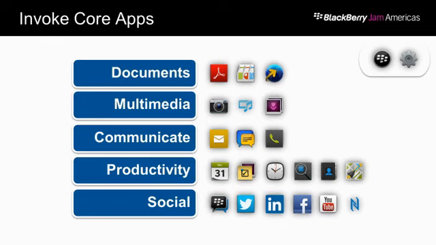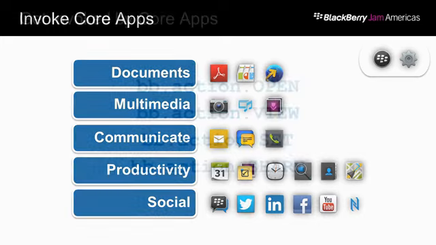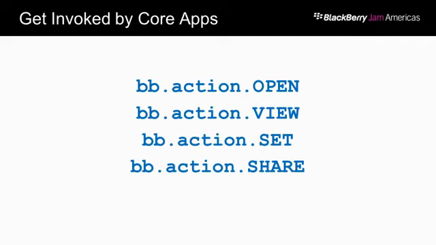So the whole point is do not reinvent, but invoke, unless you have a special experience for the user, right? If it's something already on the system, there is no point in redoing it. Just invoke and you get these for free, right? And it doesn't have to be a core application. Actually, let's hold that thought for a moment. Before that, I want to talk about how you can get invoked by core applications.